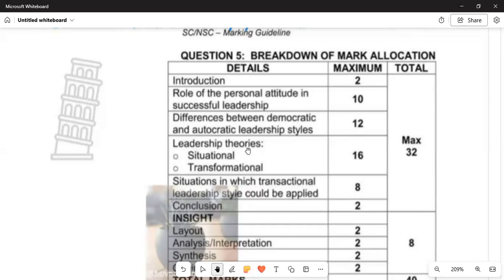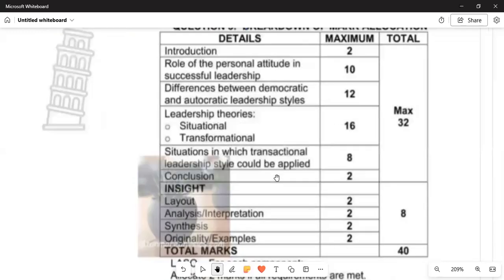And then under leadership theory, we've got situational and transformational. That is for 16 marks. And then we have the situation in which transactional leadership style could be applied. So how can it be applied? That is for 8 marks. And then the conclusion is for 2 marks.